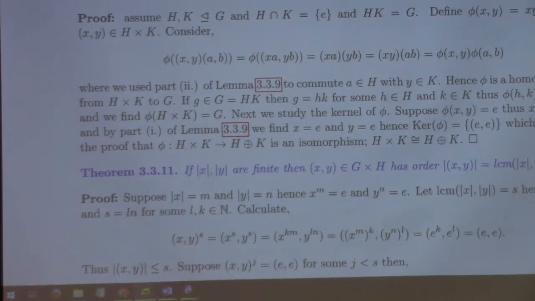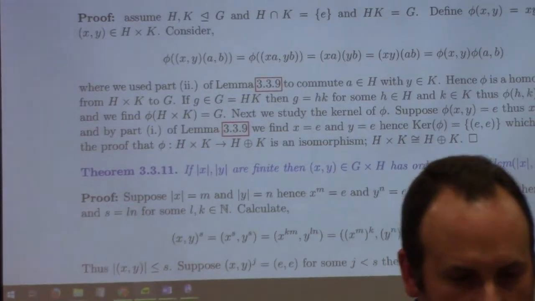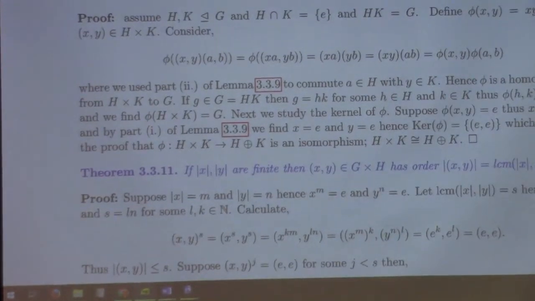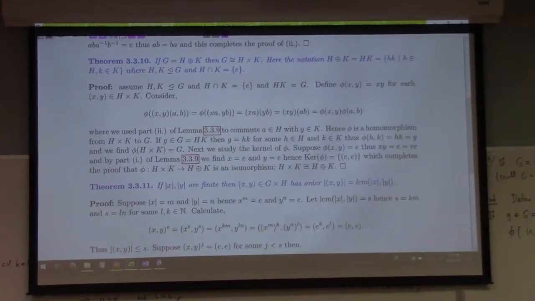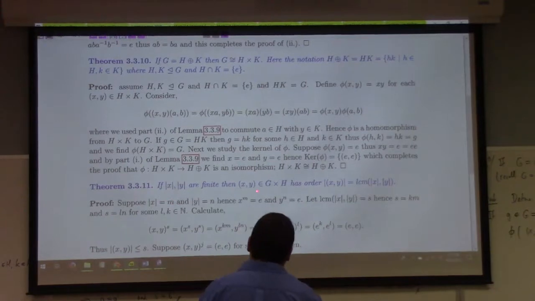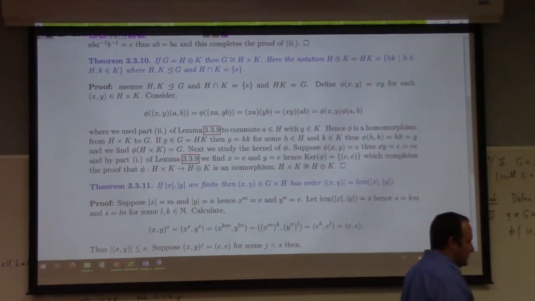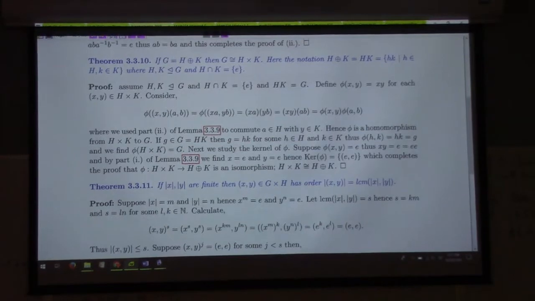So the next result is something we actually have already seen, right? The least common multiple of the orders is the order of the pair. Yeah? Remember that? There's the proof right there. If x and y have finite order and we have the pair (x, y) in the direct product of G and H, then the order of the tuple is the least common multiple of the orders. This proof is right there.